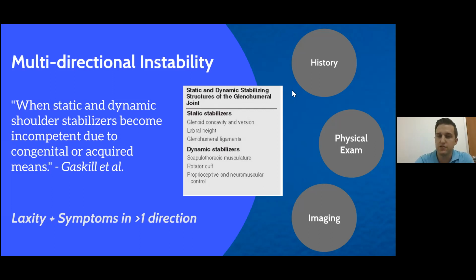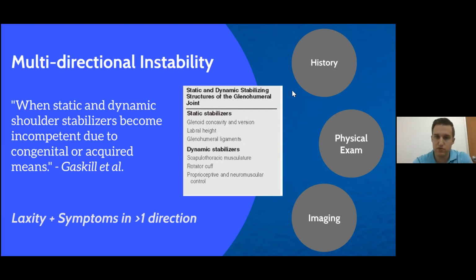But I included this table here, the static and dynamic stabilizers of the glenohumeral joint. Some of the big stabilizers that are static are going to be the glenoid concavity and the version, basically the angle at which the glenohumeral joint sits in the shoulder. It's going to predispose if they're going to have more contact surface between the glenoid and the humeral head, essentially. The labral height, or I like to think of it as labral thickness, basically enough of just that suction that's going to keep that glenoid and humeral head contact as well.